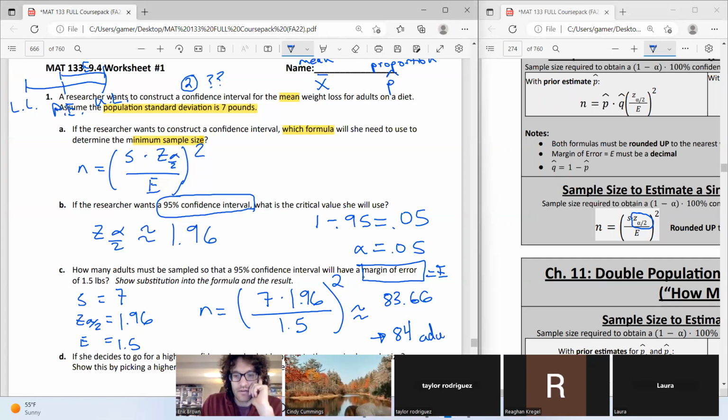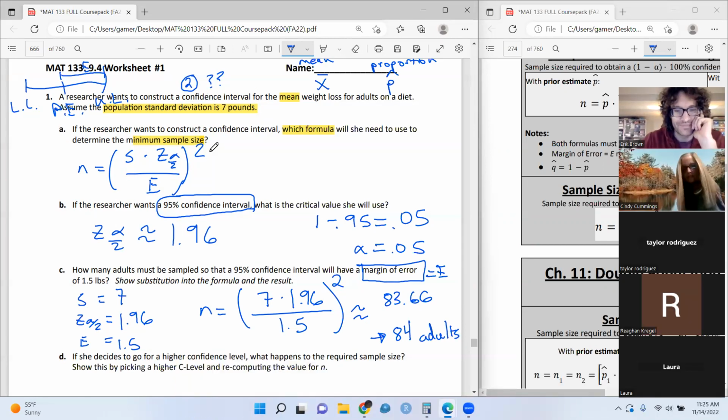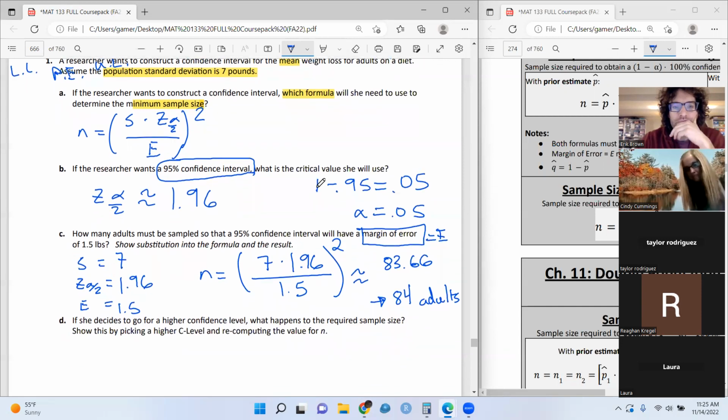Is that what y'all had? Yes, that's what I had. I was confused when you started writing approximately 83.66 because I wrote down 83.6 and then I just put equals 84. Nice.